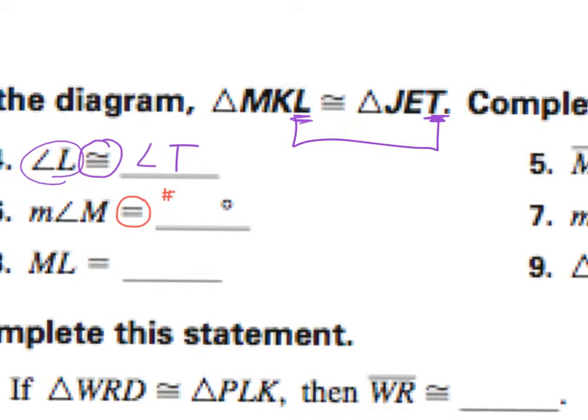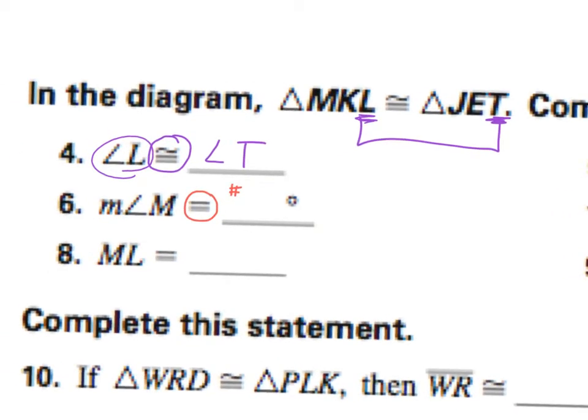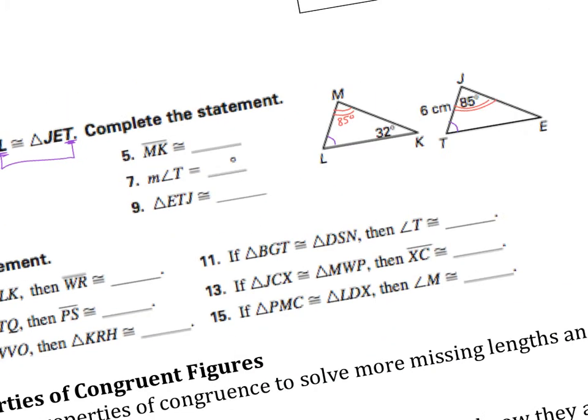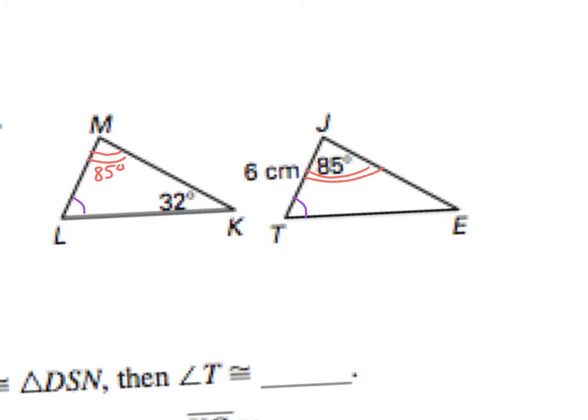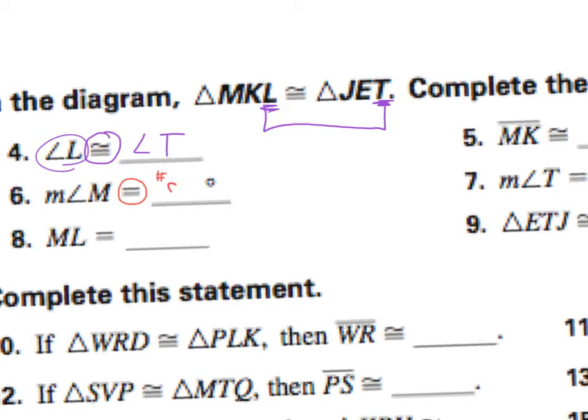Now, number 6 gives me an equal sign. So I'm supposed to put a number here. How many degrees is the measure of angle M? And we already just found that right here. Since J corresponds to M, those are congruent, so I just brought the 85 over. So that means the measure of angle M is 85 degrees. And I'm going to delete this number. That was just a hint.